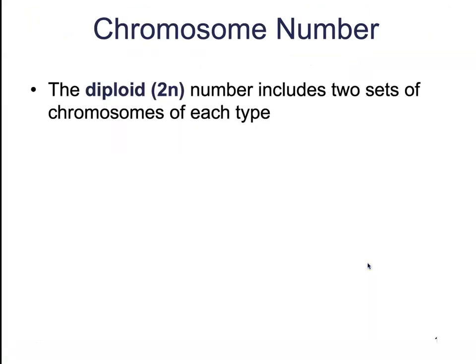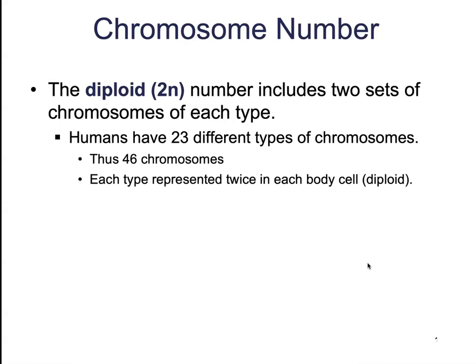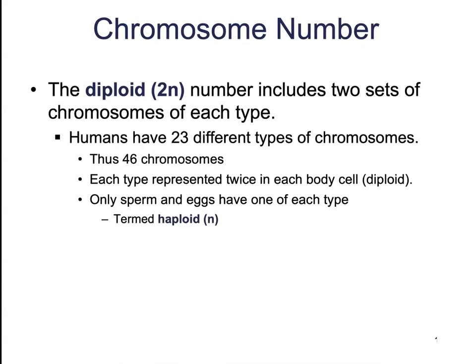So the diploid number indicates 2 sets of chromosomes for each type. Like we said, humans have 23 different types of chromosomes, thus we have 46 chromosomes total. Each type is represented twice in each body cell, or each diploid cell. Only the sperm and egg have 1 of each type. So if you're a female, all of your eggs have only 1 of each type of chromosome. There are only 23 chromosomes in each of your egg cells. If you are a male, there are only 23 chromosomes present in each of your sperm cells. Why might that be? All right, I'm going to just leave that out there.